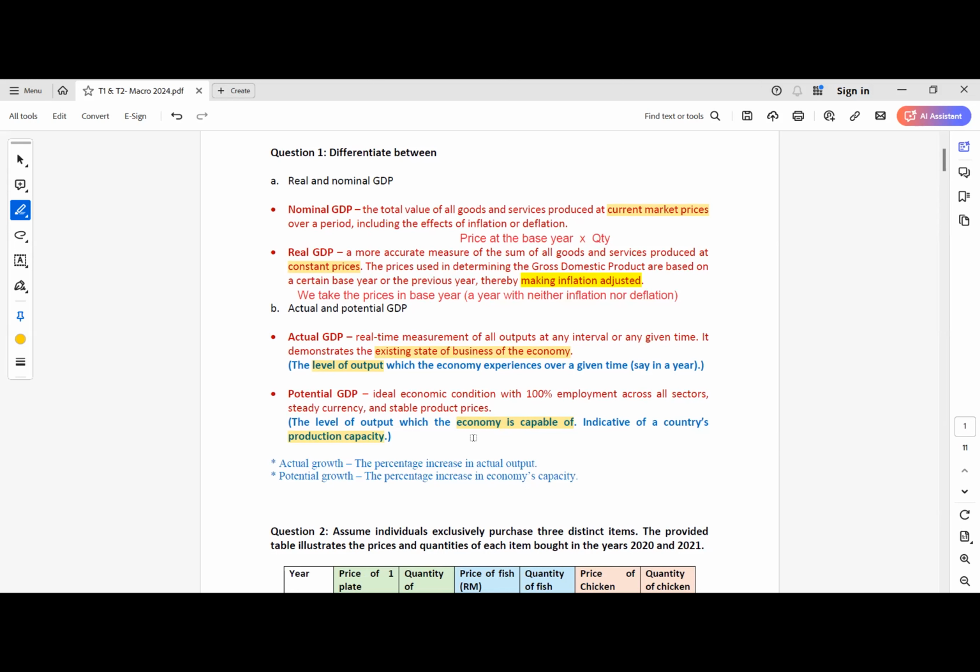Now, if I modify the words a bit, differentiate between actual growth and potential growth, what does it mean? Actual growth means the percentage change in the actual output, still the same thing. As long as I use the word actual GDP, I'm referring to the current level of outputs. So actual growth means the percentage increase in the current level of outputs. Same thing, if I say potential growth, I'm looking into the percentage increase in the country's capacity. So you just need to differentiate between two words, actual and potential.